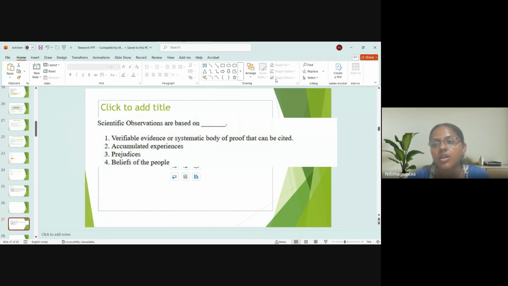One more question based on the meaning and characteristics. Scientific observations are based on verifiable evidence or a systematic body of proof, accumulated experience, prejudice, or the beliefs of the people. Again, this is a June 2025 question.